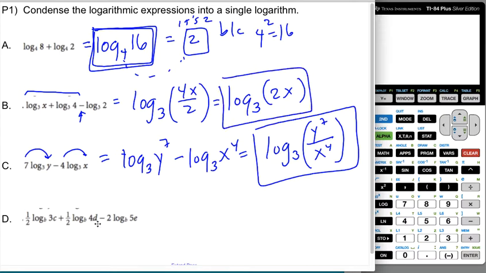All right. And then for the last one, this is the one that's a bit complicated, right? I'm going to bring these exponents up. Give myself a little bit more room, maybe.